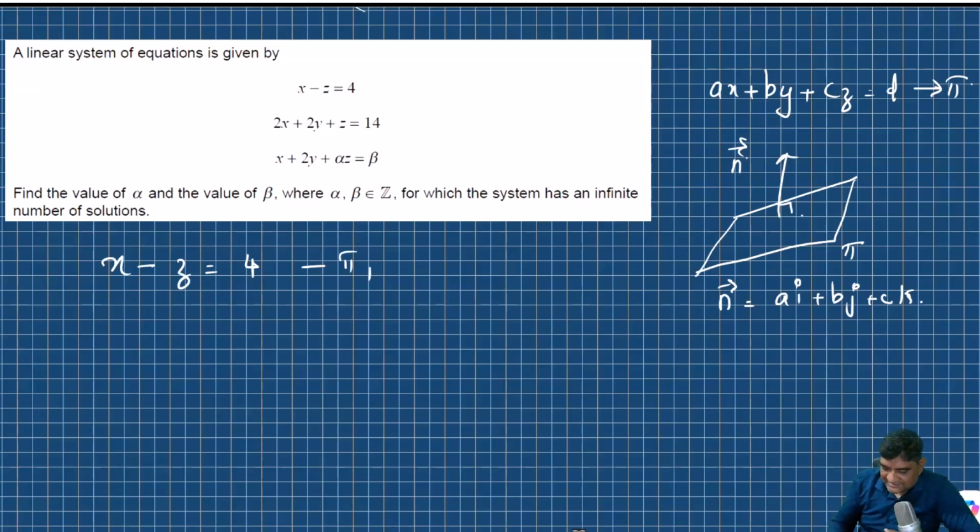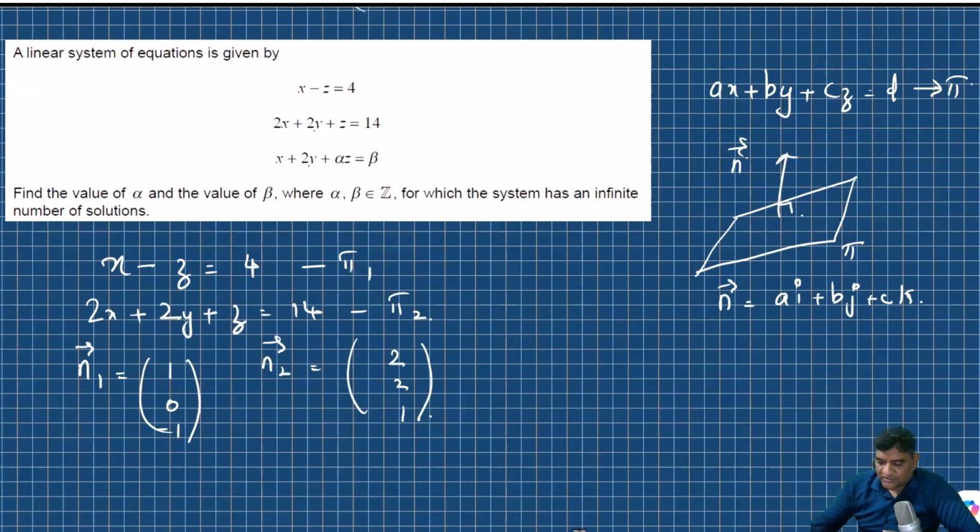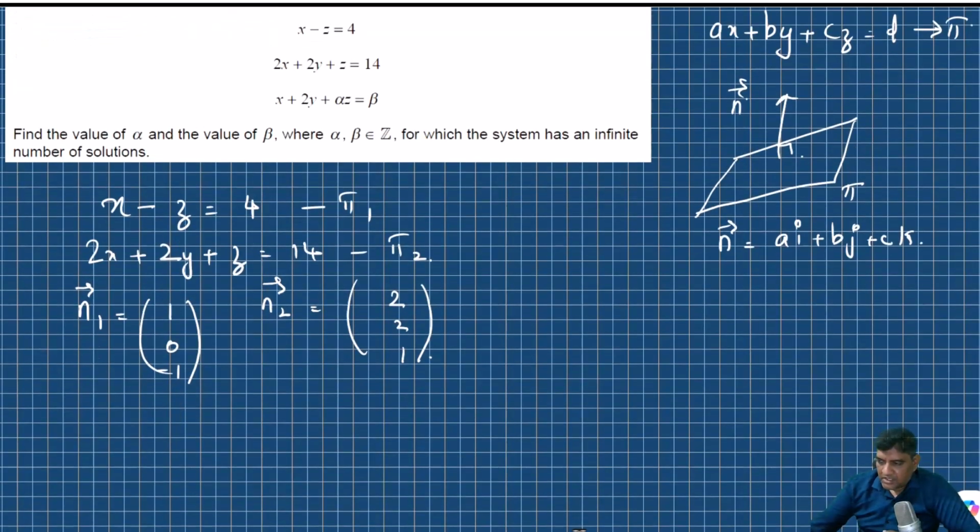I'm going to call this pi 1. This is pi 2. Let's say the n1 vector would be (1, 0, -1), and the n2 vector will be (2, 2, 1). So those are your normals.